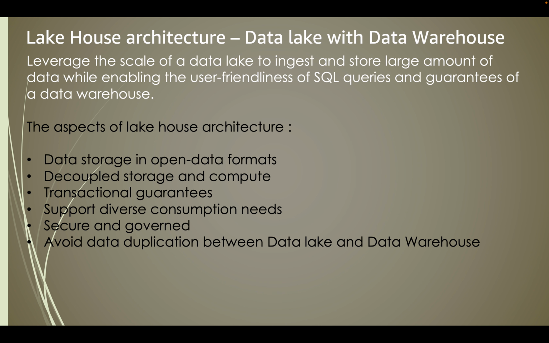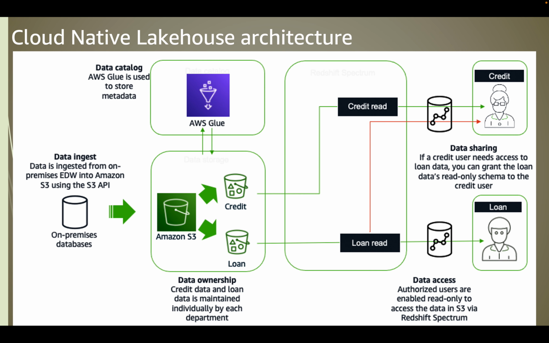So some aspects of it, again like a data lake, you store in an open source format, with storage and compute decoupled. Transactional guarantees is one thing which the lakehouse architecture definitely addresses. And the main thing is you avoid duplication between the data lake and data warehouse. So you have a single tool which can query the data from both places, or you can have some data in the data warehouse or consume directly from the data lake. You don't need two places to store the data.